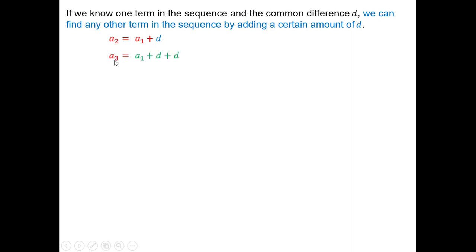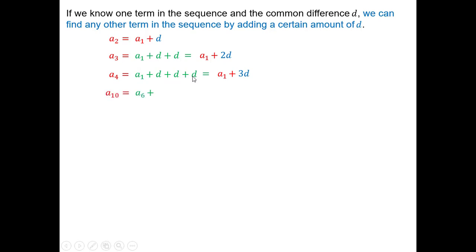But notice, what if I wanted A3? Well, I would still start with A1, and now I would have to add d 2 times in order to get to the third term. But what if I wanted A4? Well, I would start with A1, and add the common difference once to get to A2, twice to get to A3, and 3 times to get to A4.